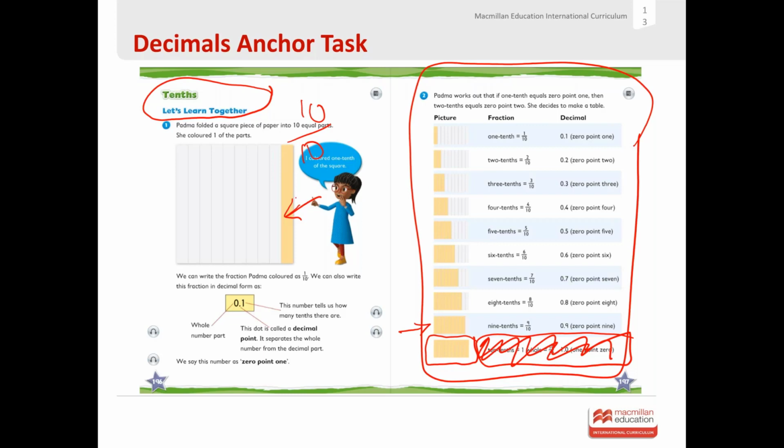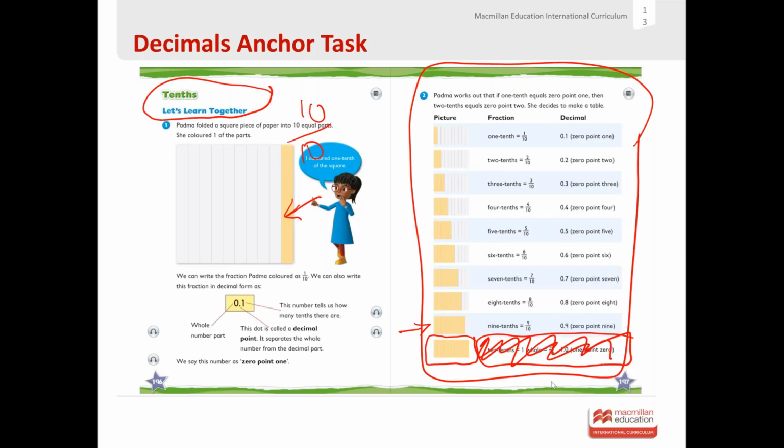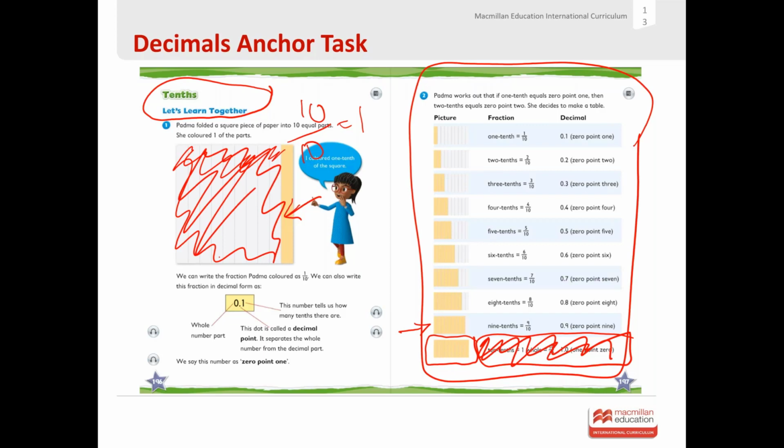But this is where we need to really pay attention, class, where 10 tenths is equal to 1 whole. If I shade in all 10 equal parts here, that's equal to 1 whole, right? And so 10 tenths is 1 whole. So in the place value chart, we write that down as 1.0 or just 1, okay? Because we know there are no extra tenths in that picture.